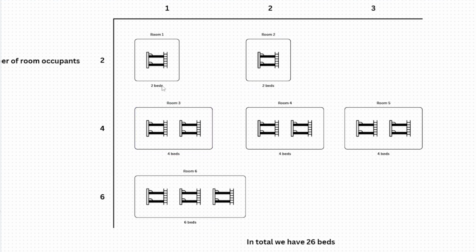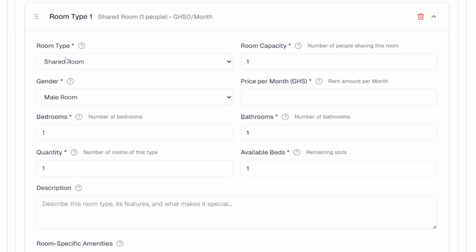So in total, we have 3 room types because this is the first room type, which is the rooms that take 2 people, and we have another room type, which is the rooms that take 4 people, and then another room type, which is the room that takes 6 people. So in total, we have 3 room types. So that's basically what this room types section over here is helping us to achieve. We are trying to create the different room types for our property here on Purchet.